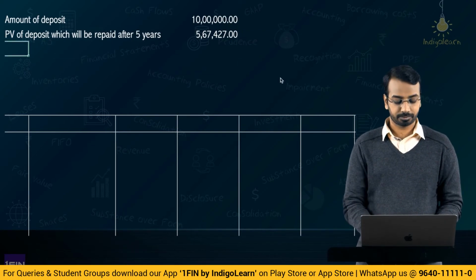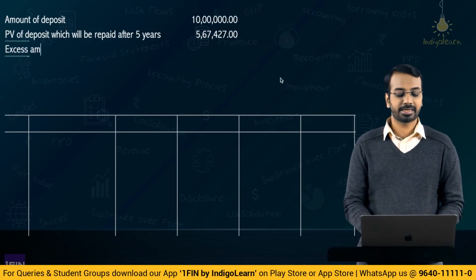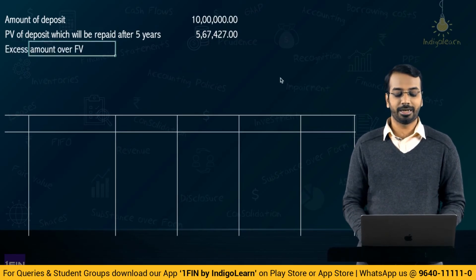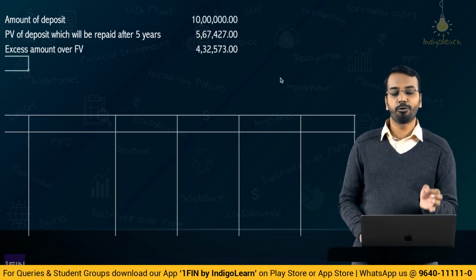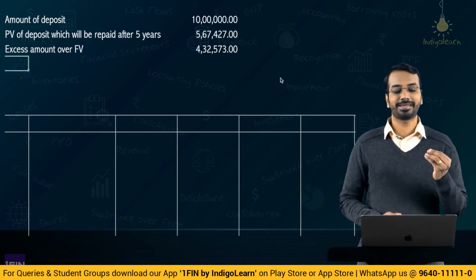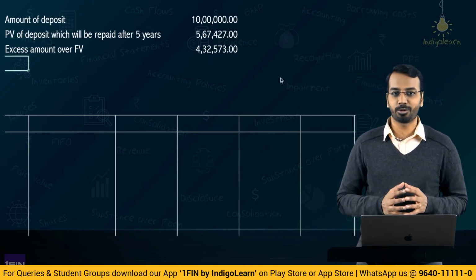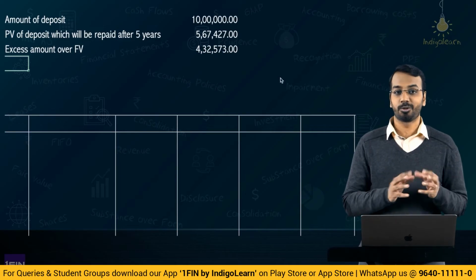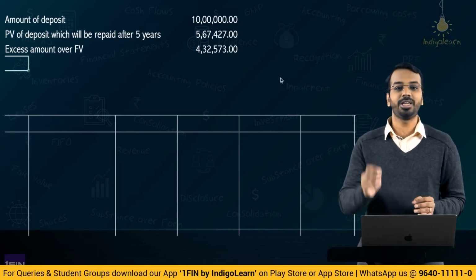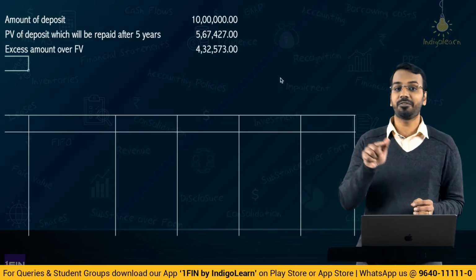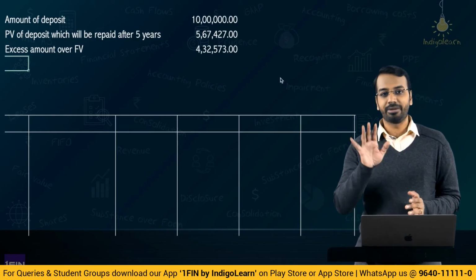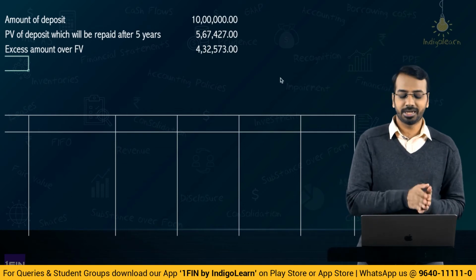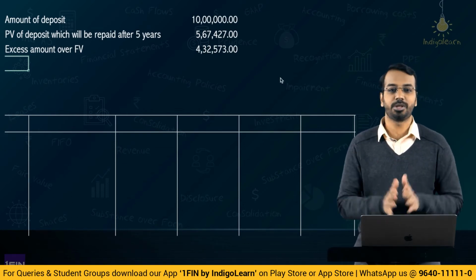So, the excess amount over the fair value: 10 lakhs minus 567,427, you get 432,573. This is the excess amount given. What do we do with this excess amount? Please remember the concept that we have understood. If there is a difference between the transaction price and the fair value, then if it is determined based on level 1 inputs, we will take it to P&L. Is it based on level 1 input? No, it is not based on level 1 input.